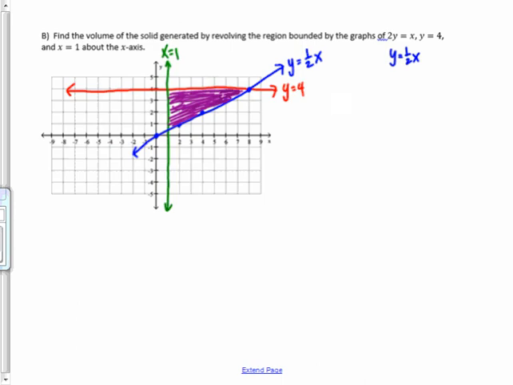All right, find the volume of the solid generated by revolving the region bounded by the graphs of 2y equals x, and I just switched it to y equals 1/2 x so I could graph it, and you can see that in blue. y equals 4, got that one in red, and x equals 1 in green. So I've got my purple region colored in, and this time I'm going to rotate it about the x-axis.